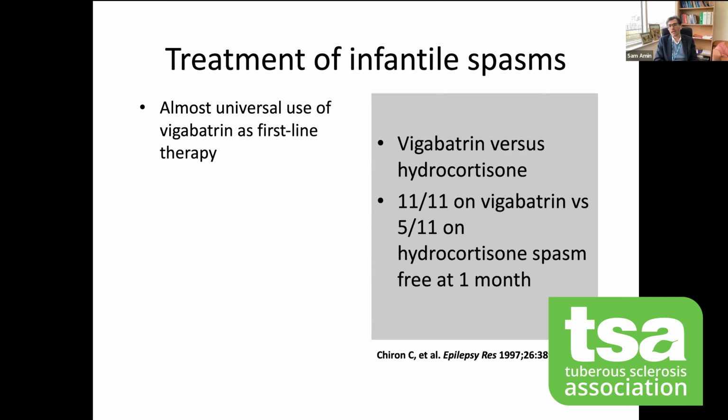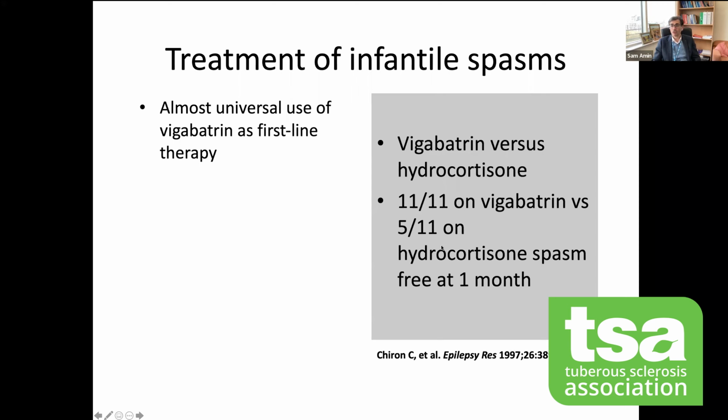And why do we think vigabatrin is good? Just for you to know, this is based on a very small study conducted 30 years ago. There were only 11 patients in each arm. So 11 patients had vigabatrin, the other 11 patients had steroids. And those who were on vigabatrin, they all became seizure-free after 1 month, whereas not all the patients on steroids became seizure-free after 1 month. So this study told us that vigabatrin was effective. However, we have not done any more studies since then to confirm these findings.